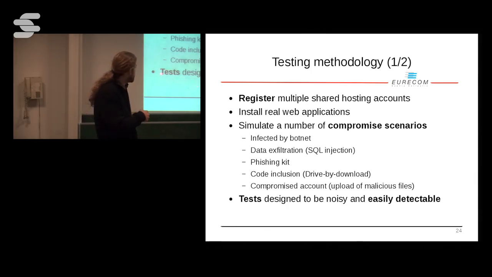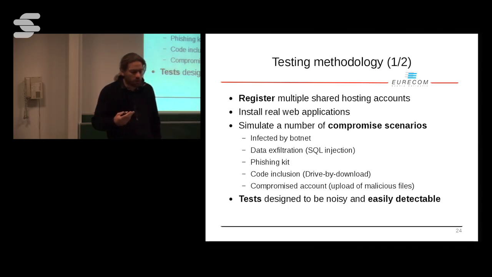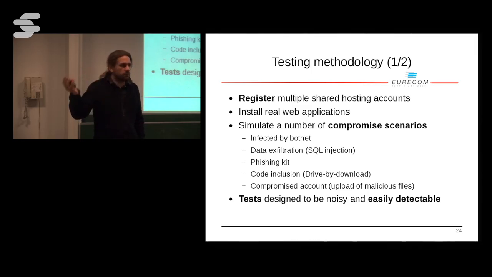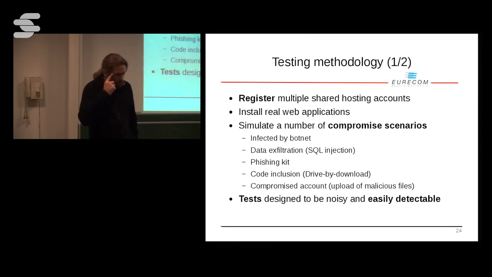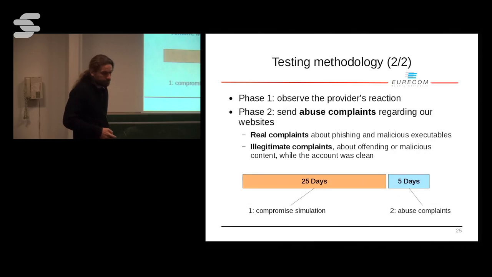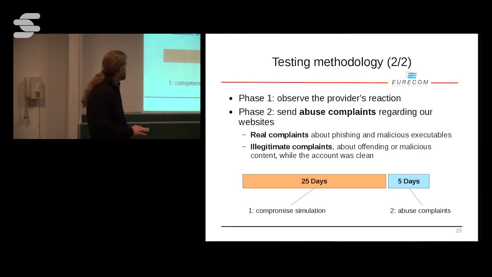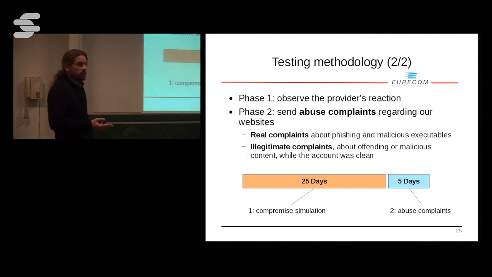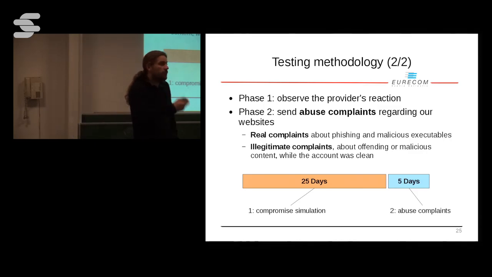And then we made those tests really easily detectable, right? Noisy. So we actually tested all of them to be detected either by antivirus, or by an OWASP rule, or by whatever, web application firewalls, IDS, IPS, etc. We did this in two phases. First, for 25 days, we simulated the compromise, right? So we installed the system, set it up, and then simulated the compromise. And then in the second phase, we actually sent abuse complaints.